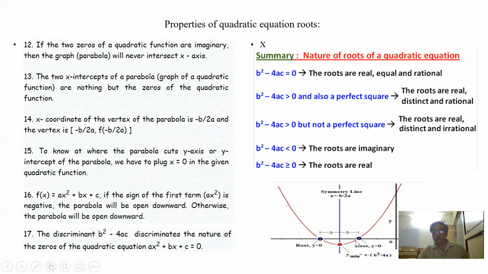What does the zero mean? See here, what is the value? There is some minus value of y. Here there is some plus value of y. But here the y value is 0. So these are the roots of the quadratic equation.